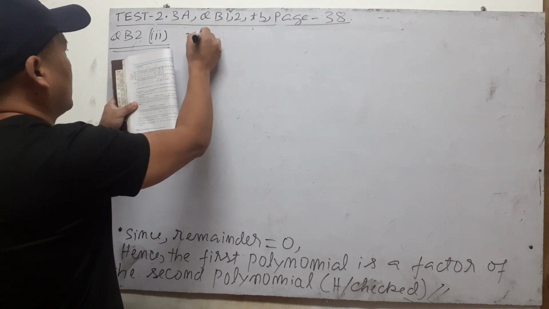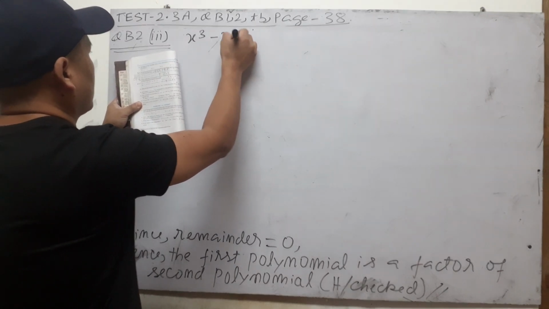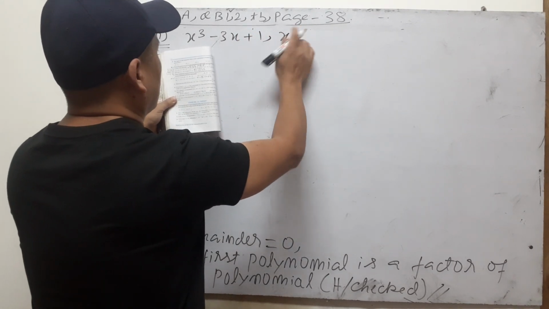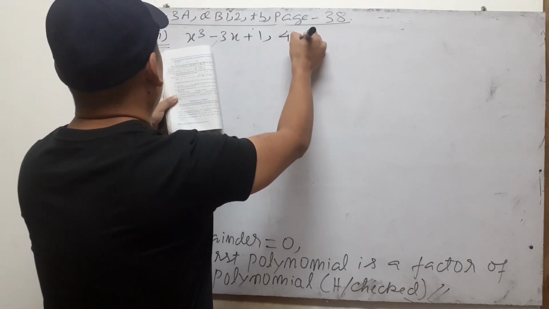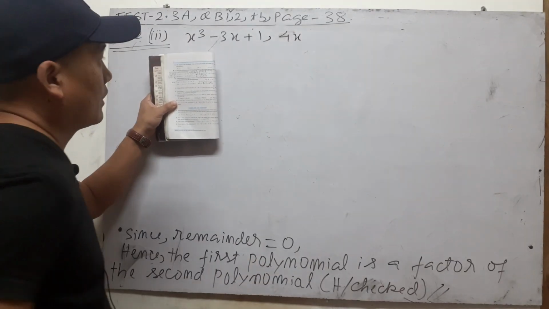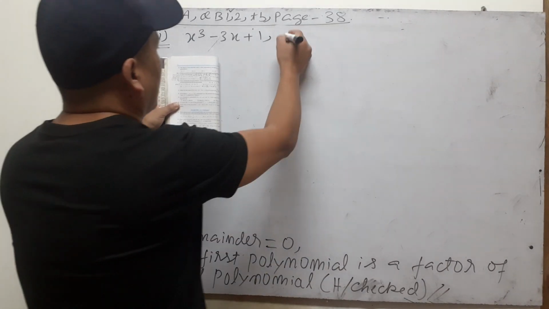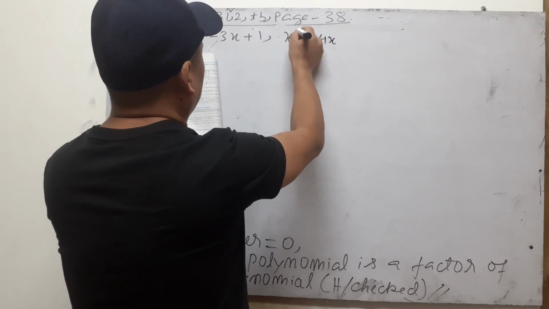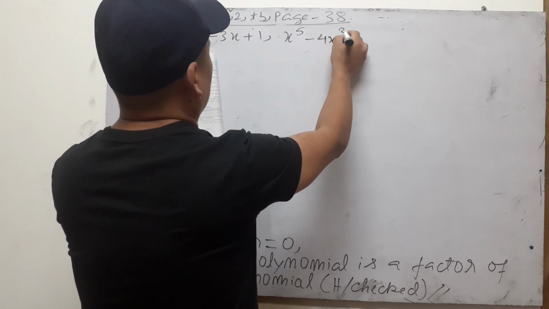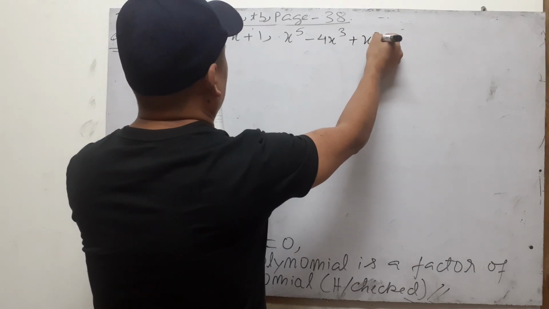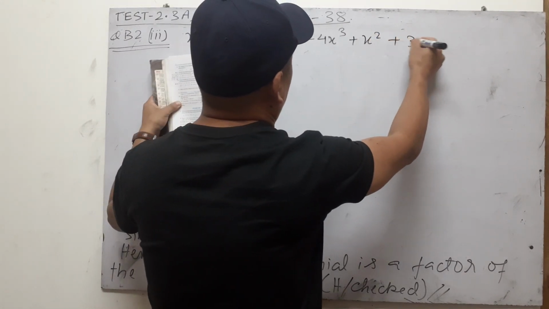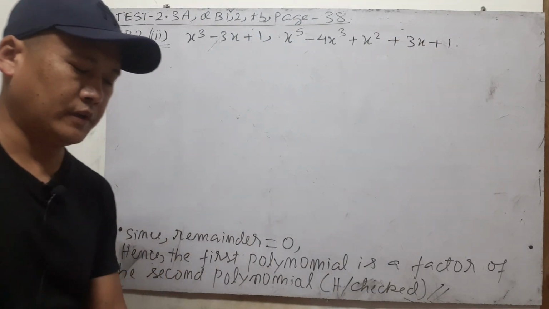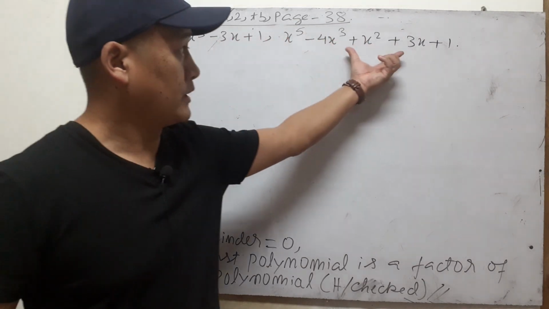x cubed minus 3x plus 1. The first one. The second one is x to the power 5, plus 4x cubed plus x squared plus 3x plus 1. So to check whether this first polynomial is a factor of this second one, we have to divide the second one by the first one.